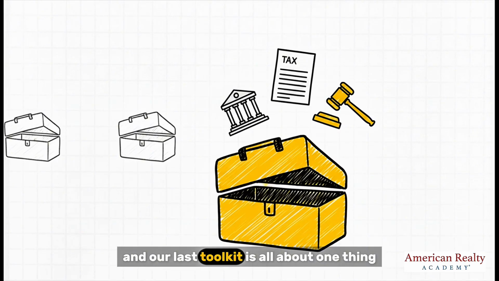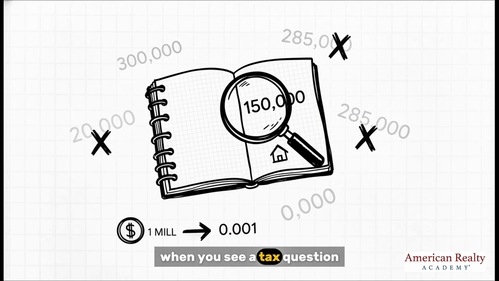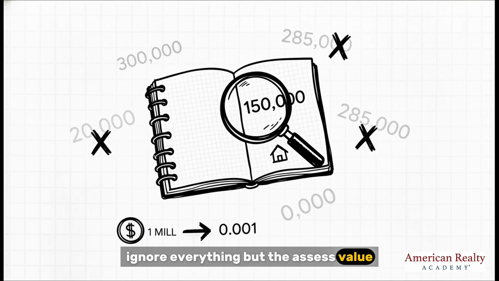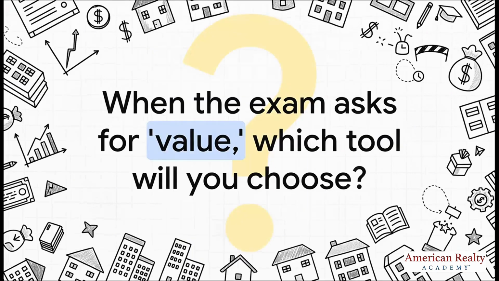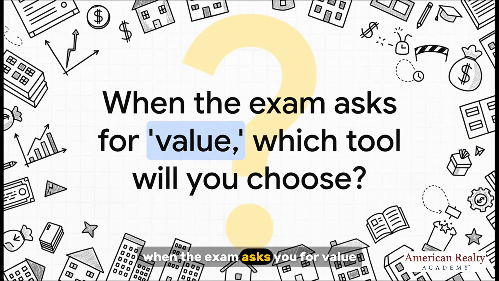And our last toolkit is all about one thing: property taxes. You absolutely have to know this for the exam. When you see a tax question, ignore everything but the assessed value, and don't forget to convert your mills. So, you've got the tools. The real test is knowing which one to pick when the exam asks you for value.